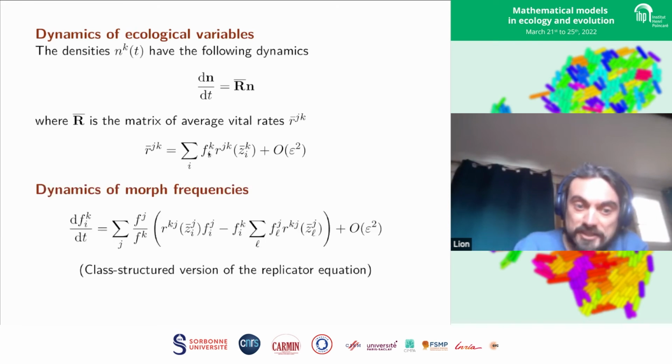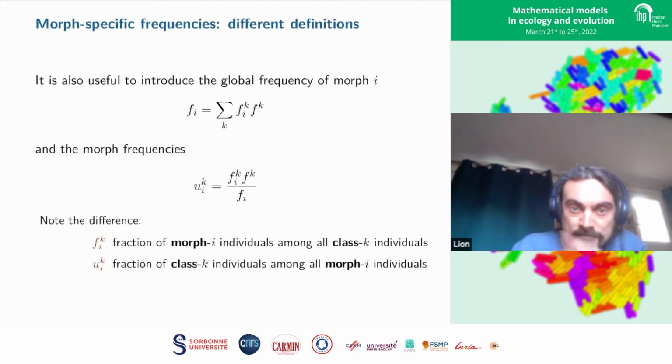We can write an equation for the dynamics of the morph frequencies. Again, they only depend on the morph means and the morph frequencies, and it's basically a class structured version of the replicator equation. This can be the mean growth rate, and this is the growth rate of morph i, and we need to average over all classes. I don't want to go too much into the detail. We can chat about this later. We can go to the paper. I just want to explain the basic ingredients.